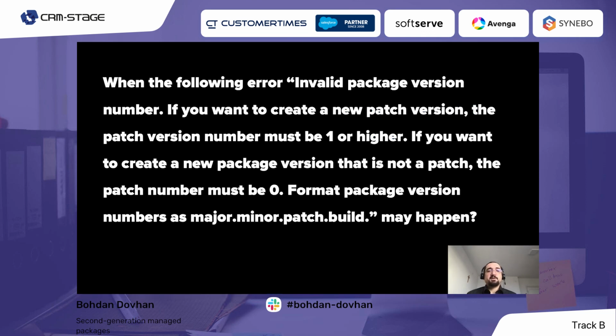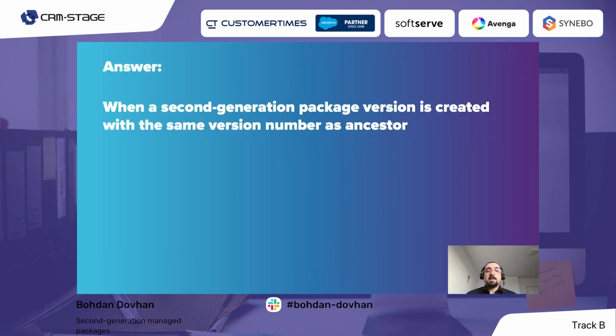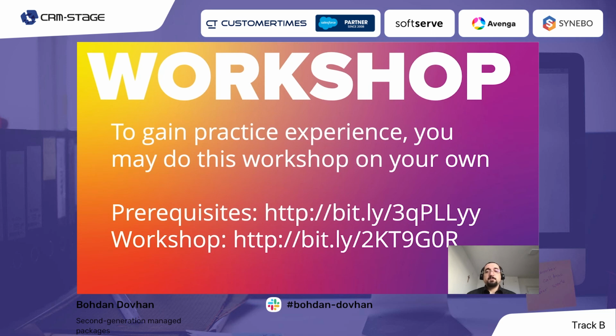And the next item is the following error, invalid package version number. If you want to create a new patch version, the patch version number must be 1 or higher. If you want to create a new package version that is not a patch, the patch number must be 0. Format package version number as major.minor.patch.build. This may happen when a second generation package version is created with the same version number as ancestor. So you need just to increment either a minor version or a patch version to create a new package version. And finally, we have come from this path to the last slide.